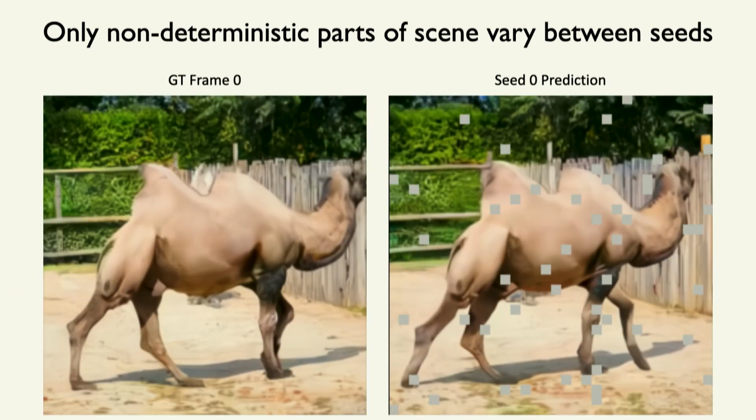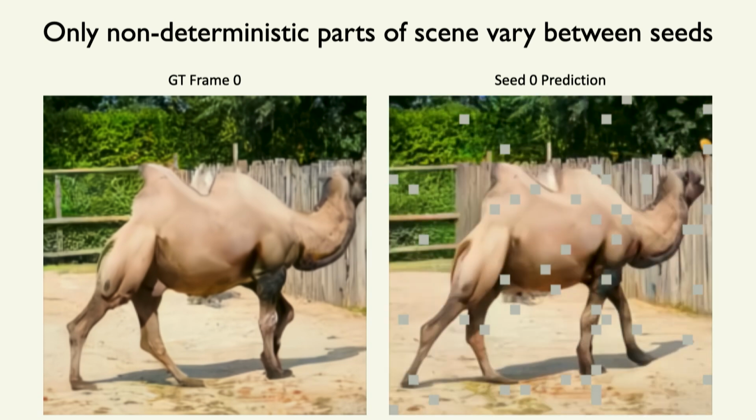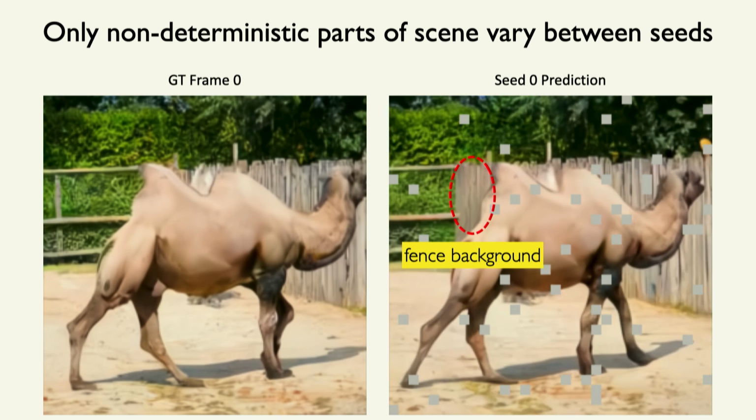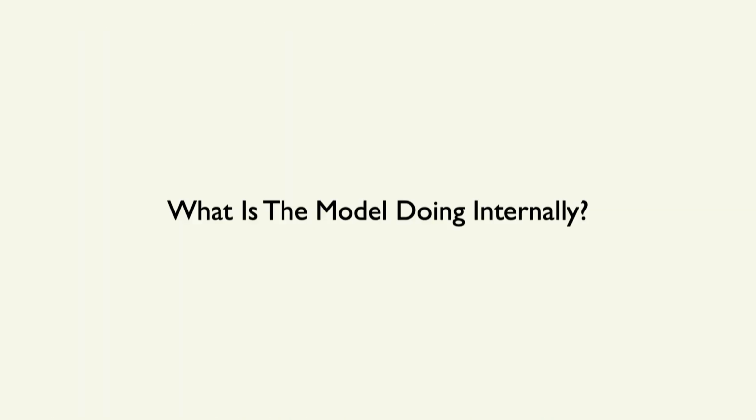Similarly, we could constrain motion with animals like this. So here we give it a bunch of patches to constrain the prediction, and then different seeds will generate slightly different predictions. If you noticed here, sometimes it generates foliage in the background, and sometimes it generates a fence, but they're both plausible because we don't know what is being disoccluded here.